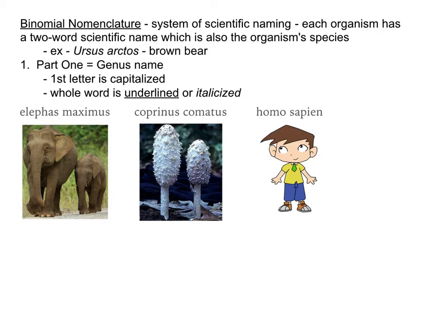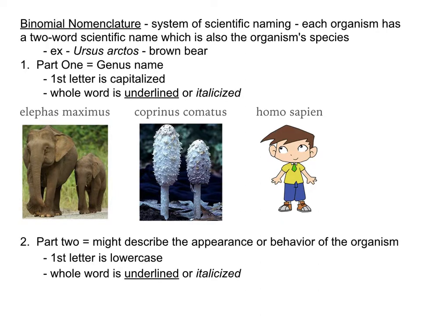The second part of the name might describe the appearance or the behavior of the organism or something like that. But the first letter this time is lowercase, and then the whole word is underlined or italicized again. To make this correct, we would just underline maximus, underline comatus, underline sapien. And we'll talk about examples of exactly how to write those things better in class.